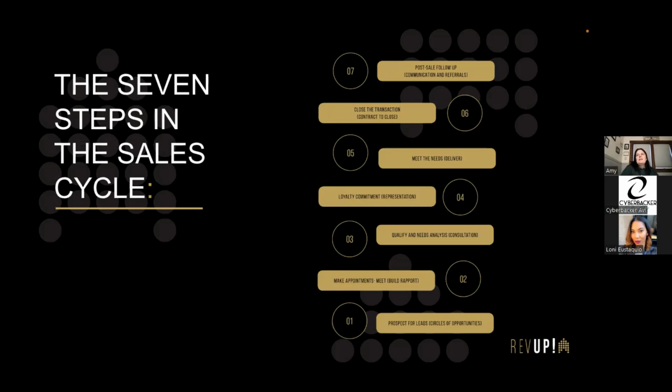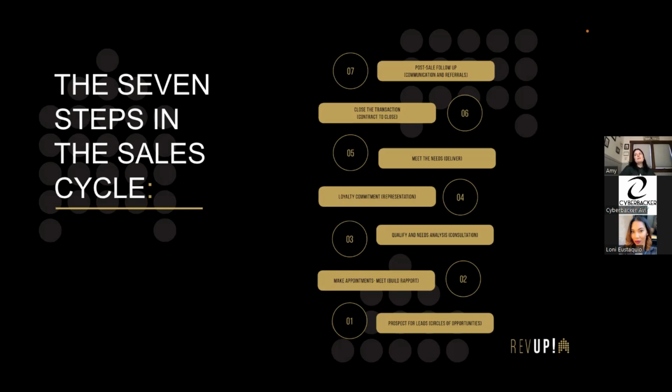We want to make sure that we don't jump over steps. So it takes some patience to work through it. Oftentimes we want to hop right in. If we look at the 7 steps, they include prospecting for leads, right? Those circles of opportunity, making the appointment, qualifying and needs analysis, the loyalty commitment, meet the needs, which is deliver, and then close the transaction, contract to close, and the post-sale follow-up, which is communication and referrals.